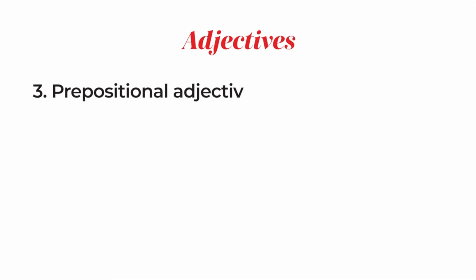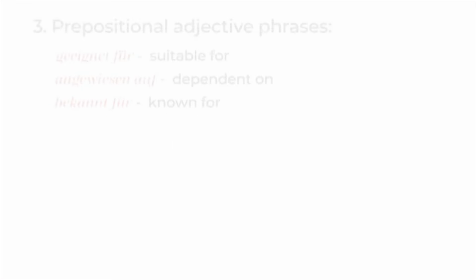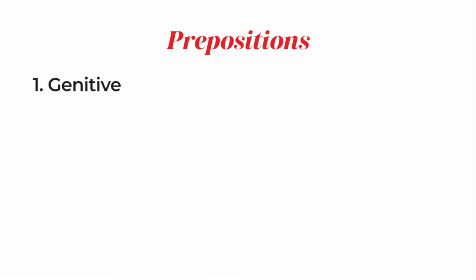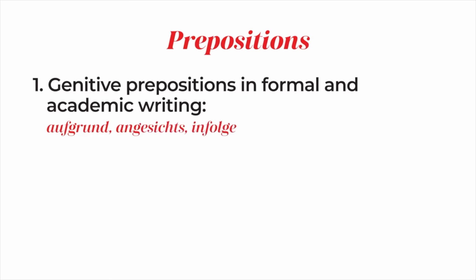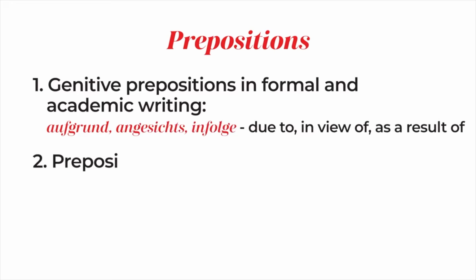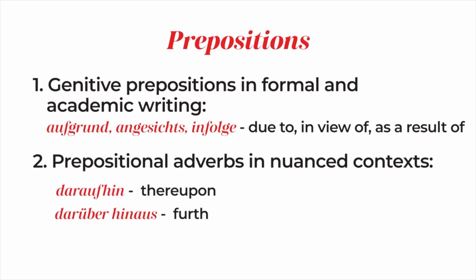Prepositional adjective phrases. Geeignet für, suitable for. Angewiesen auf, dependent on. Bekannt für, known for. Prepositions. Genitive prepositions in formal and academic writing. Aufgrund, angesichts, and infolge, for instance. Due to, in view of, and as a result of. Prepositional adverbs in nuanced contexts. Daraufhin, thereupon, darüber hinaus, furthermore, and darunter, including.